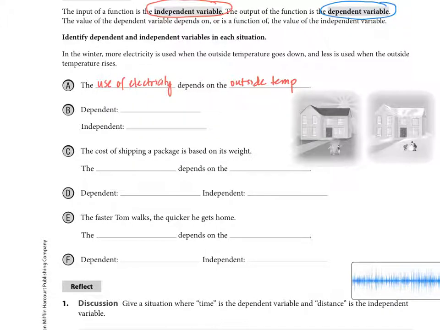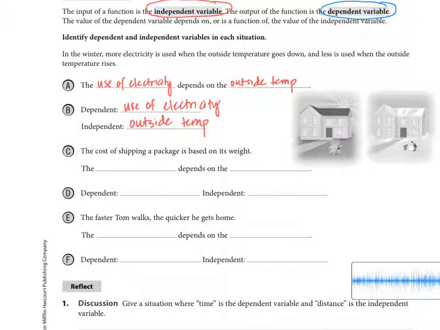So the dependent variable is what we wrote first, the one that depends on the other. So dependent is the use of electricity, and the independent is the outside temperature.